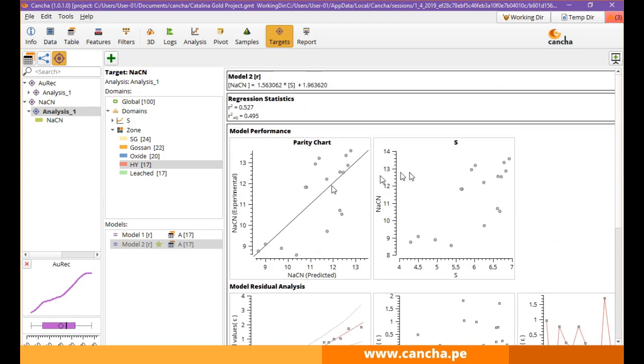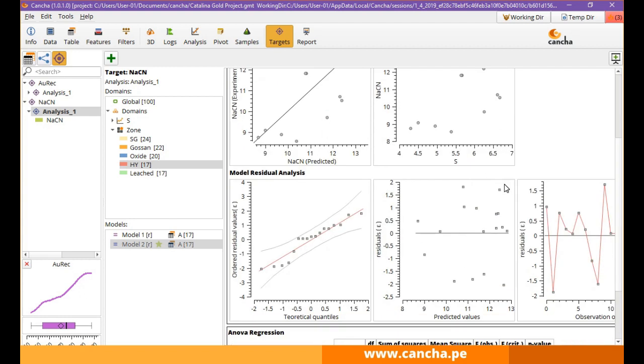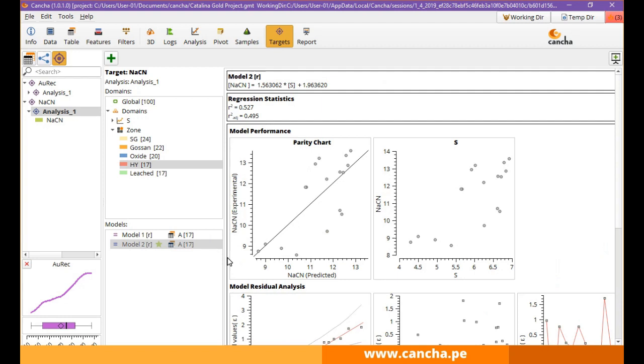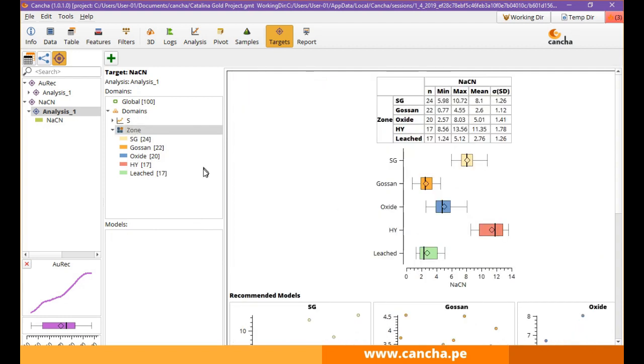And here we can see this has got a much better p-value. Sulfur's got a good influence over the cyanide consumption. So let's use that one. You just right click on there and say make recommended. So we've got that. That's the recommended one. And now when we go back up here, we've replaced that one in here.